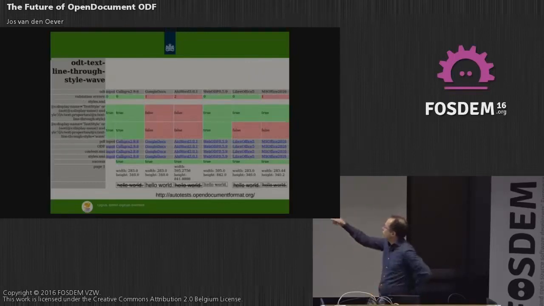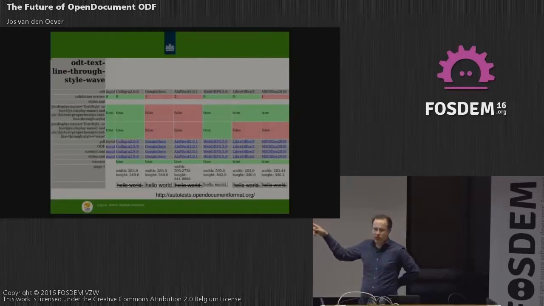I don't know if you can read the headings here, but the first red column is Google Docs. The one next to it is AbiWord. Then WebODF and LibreOffice are green, and Microsoft is red again. So not everybody is validating all the time.